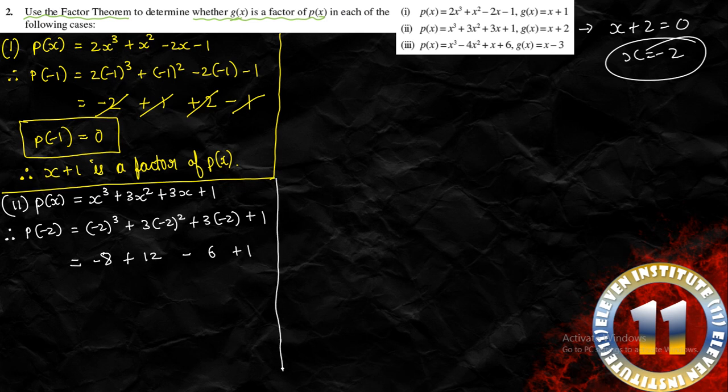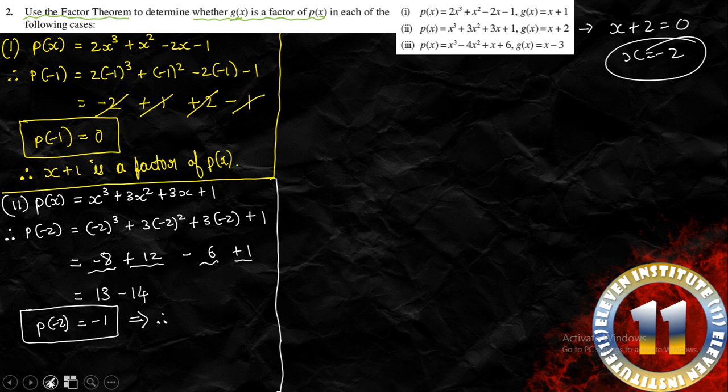Now what we have to do? We have to solve this. So these are the positive numbers. 12 plus 1 will give us 13 and -8 minus 6 will give us -14. 13 minus 14 we get -1. Right? So as you can see, we do not obtain the answer 0, so we can write over here, therefore, P of -2 is not equal to 0.